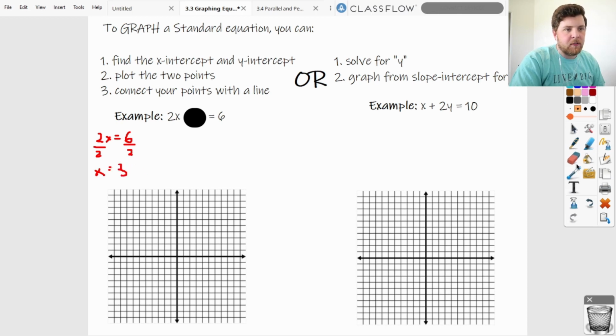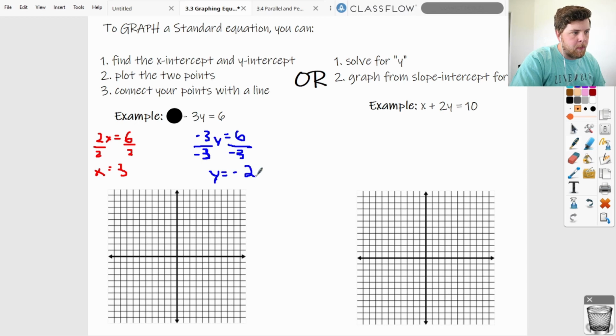Okay? So on my second problem, if I wanted to find my y-intercept, I would cover up the x value. Pretend like this isn't here. Really what that's saying is that -3y is equal to 6. Divide by -3. And we would get y is equal to -2. Okay, so now that I have my two intercepts, my x-intercept and my y-intercept, I can plot those points.